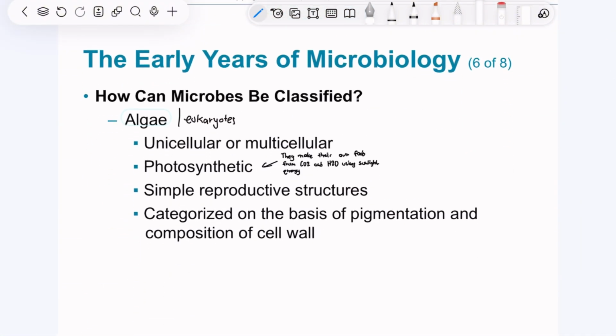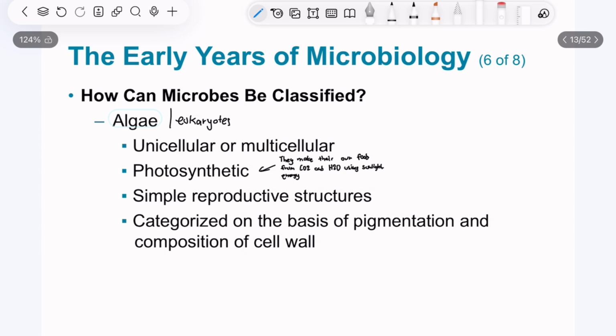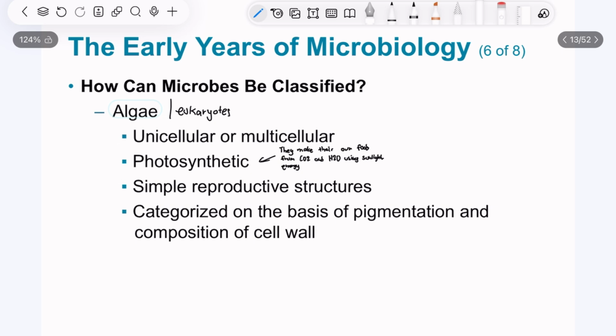We then also have algae. Algae can be unicellular or multicellular. They are photosynthetic, meaning they make their food from CO2 and H2O using sunlight energy. And they have simple reproductive structures. Algae are categorized on the basis of pigmentation and composition of their cell wall.